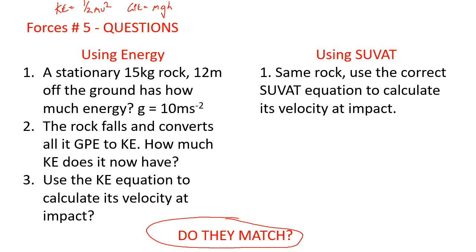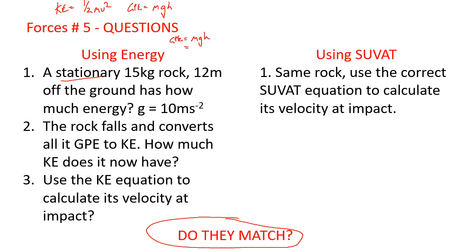Okay, if you're back with me, first of all, we've got a stationary rock, 15 kilograms, 12 meters off the ground. How much energy does it have? When we're not talking about it moving, hence stationary, we want to know its gravitational potential energy, and I'm going to write out the formula. It's always a good habit, write out the formula just in case you make a mistake, but it also helps you put everything in the right place.